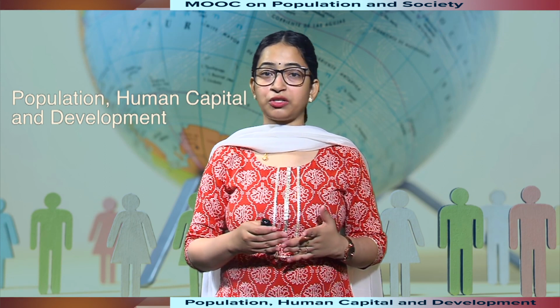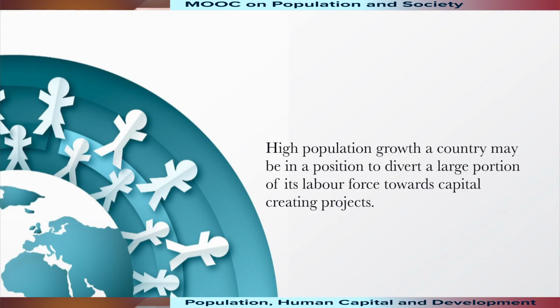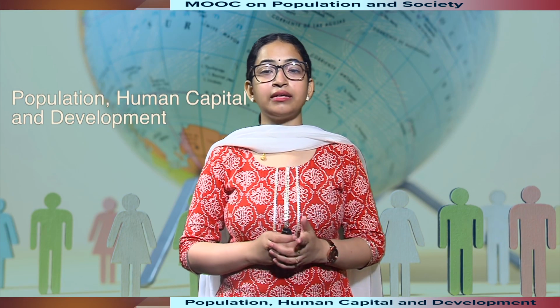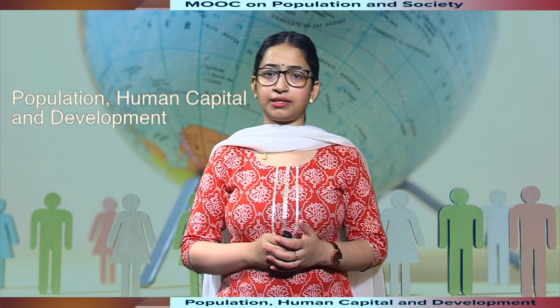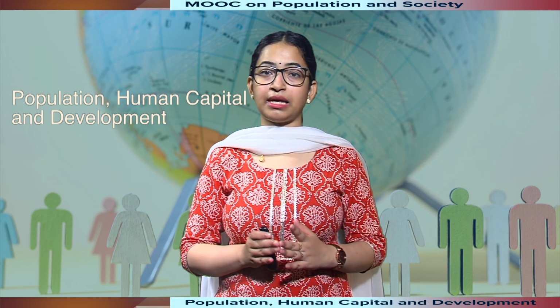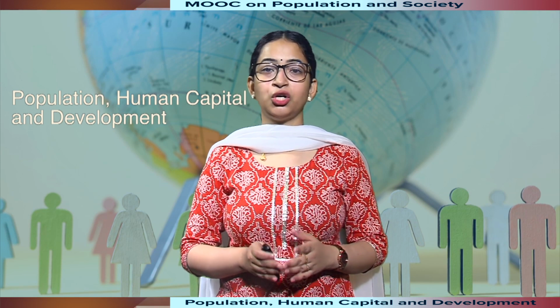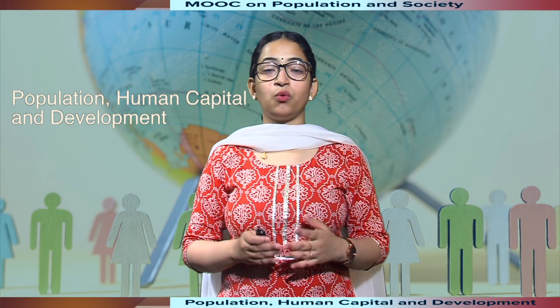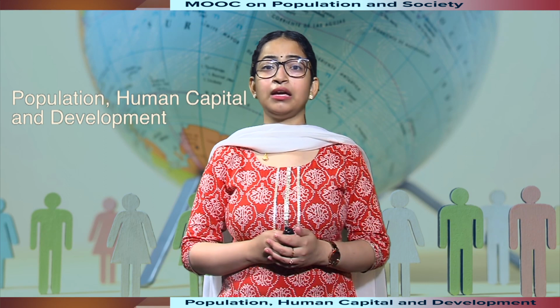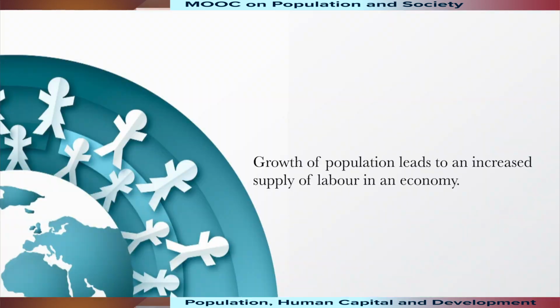Because of high population growth, a country may be in a position to divert a large portion of its labor force towards capital creating projects. In such a situation, disguised unemployment may become an opportunity, as it enables the transfer of the huge available surplus labor force of the agricultural sector to capital creating projects without adversely affecting the agricultural production. And secondly, the growth of population leads to an increased supply of labor in an economy.